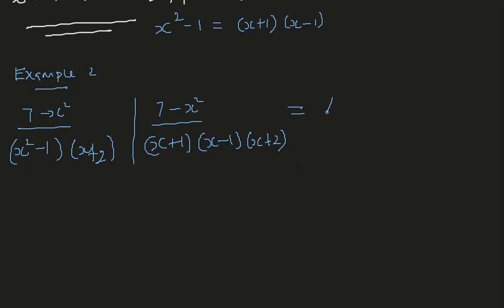So the first partial fraction will be of the form a over x plus 1, then plus b over the next factor, which is x minus 1, then plus c over x plus 2. So in the first type, the number of partial fractions depends on the number of factors that we have. If there are 4, then we would put a d over the 4th factor.